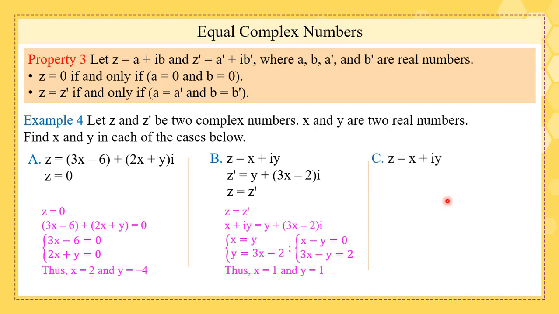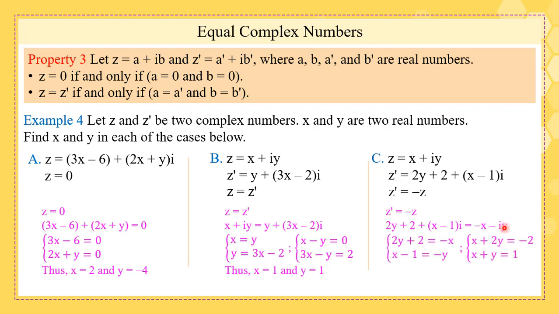And now part C, this is Z, this is Z prime. We know here that Z prime is equal to minus Z. So if we just substitute, Z prime is minus Z, this is Z prime, this quantity, and minus Z is minus X minus IY. And by now I have two complex numbers that are equal. So the real part should be equal to the real part, and the imaginary part should be equal to the imaginary part. This is the system that we get. If we reorganize it, this is what we get. And finally, after solving this system of two equations with two unknowns, we get x is 4 and y is negative 3.